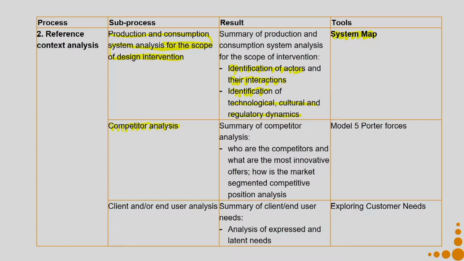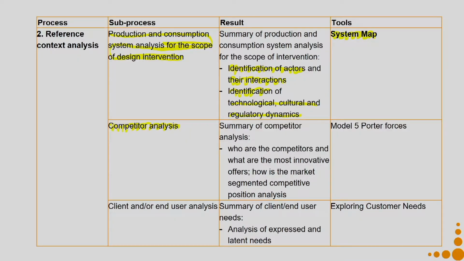Again, as I have mentioned, in design there is no linear process. We keep on iterating. So once I have identified the competitors and done a competitor analysis, I might understand that I have to change my definition of design intervention scope, which is quite normal in the design process. So for doing the competitor analysis, first we identify who are the competitors, then what are the most innovative offers that they have and how the market is segmented. For competitive position analysis, I use a method called Model 5 Porter forces.